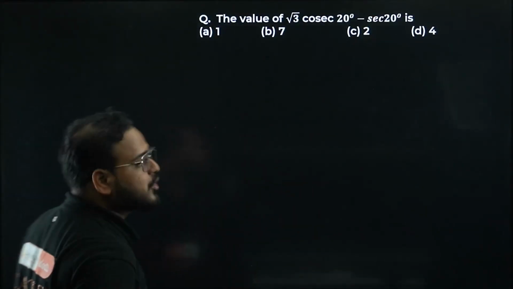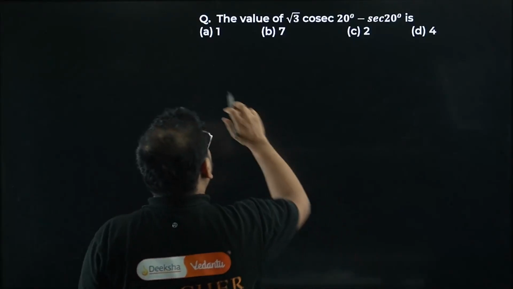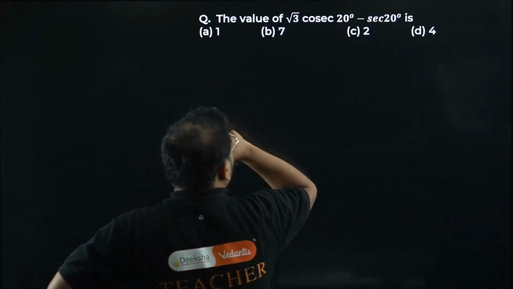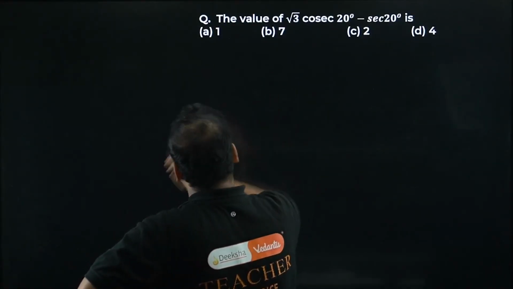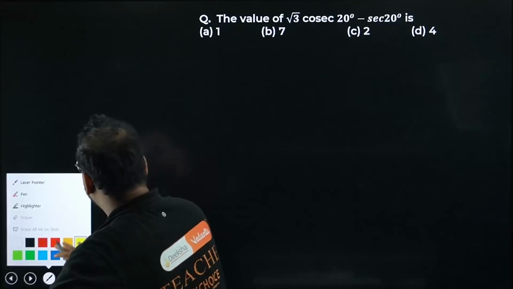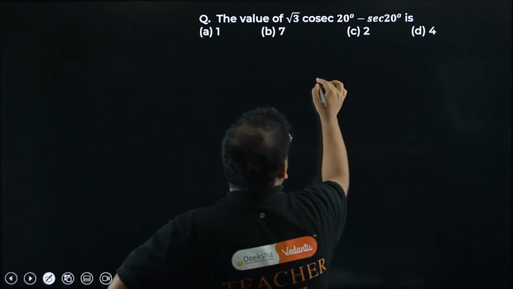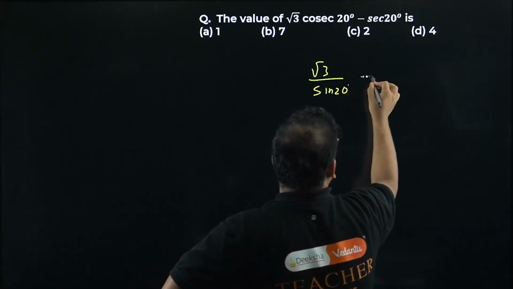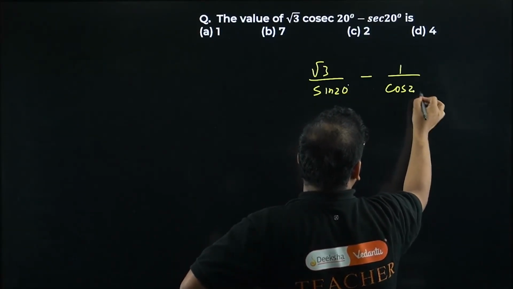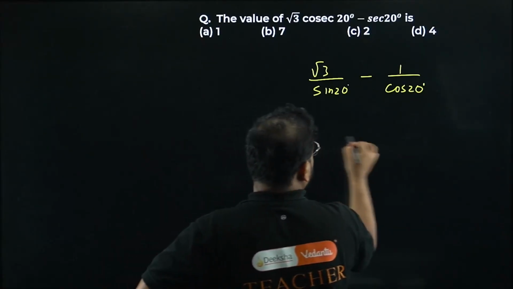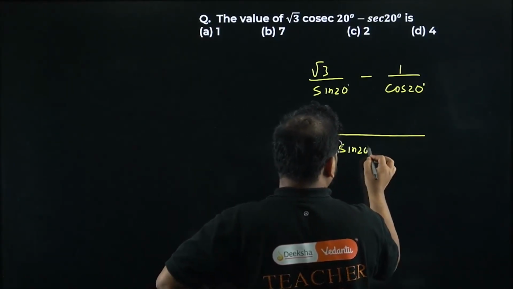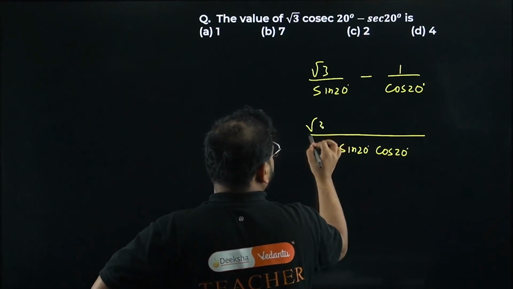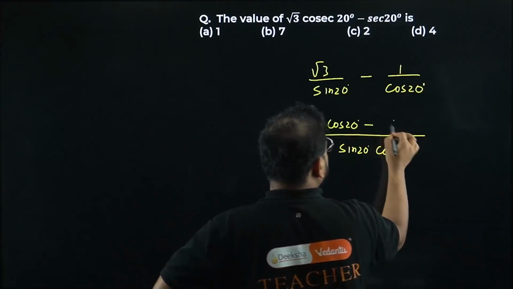Now one question on the trigonometry also, I want to solve it. Let's check what we have. So value of root 3 cosec 20 minus sec 20 degrees. Let's have a look. So let's convert this in terms of sine and cos. So we have over here root 3 by sine 20 degrees minus 1 by cos 20 degrees, of course. So LCM will become sine 20 degrees and cos 20 degrees. So you have over here root 3 cos 20 degree minus sin 20 degree.